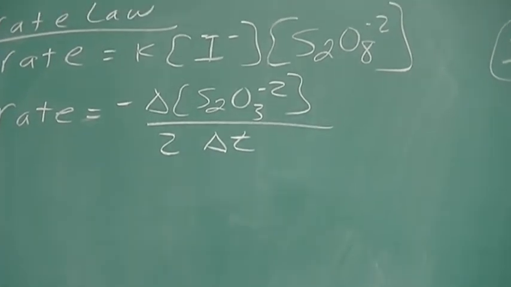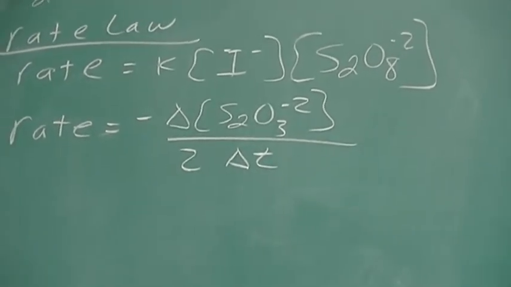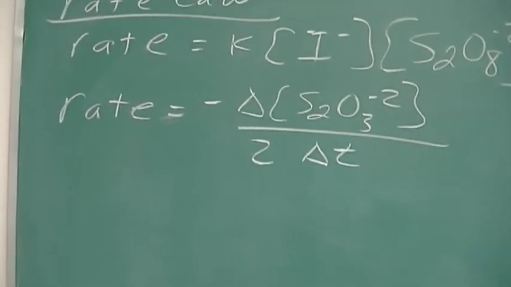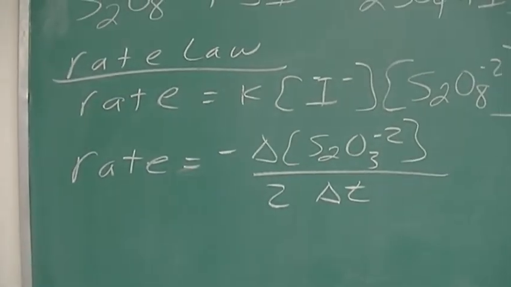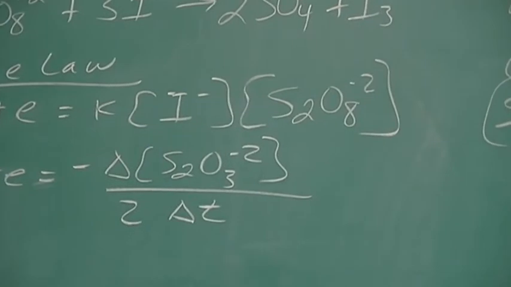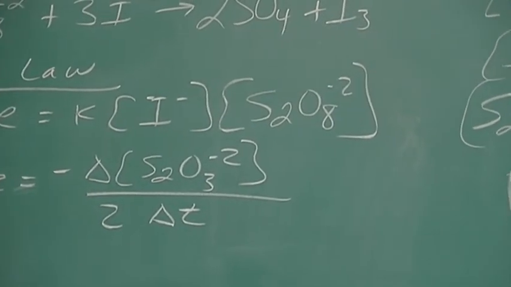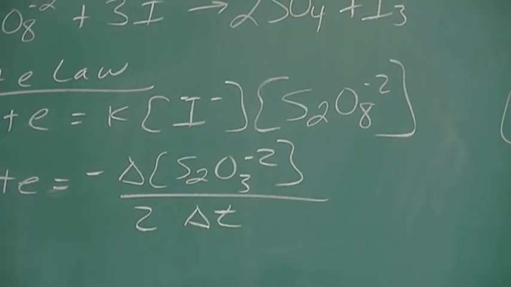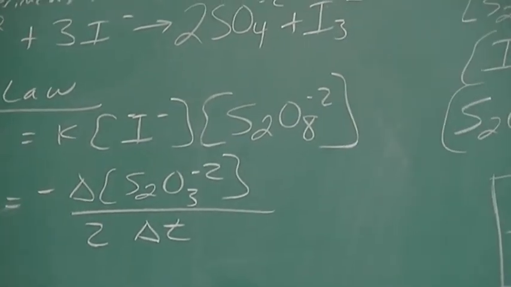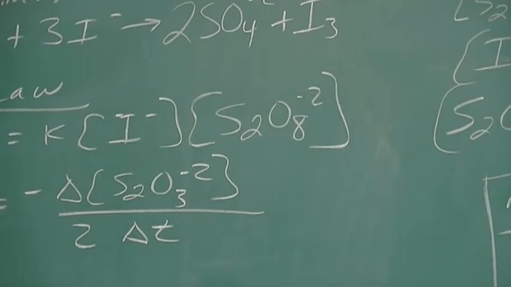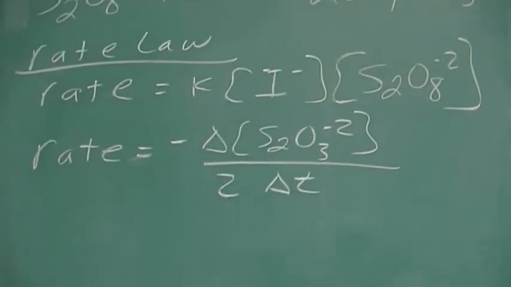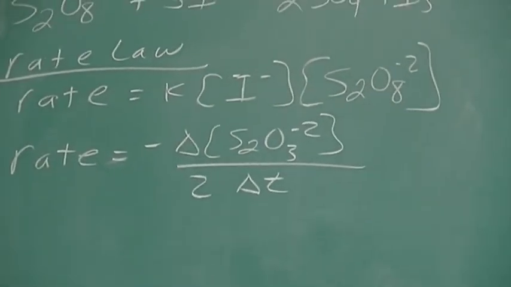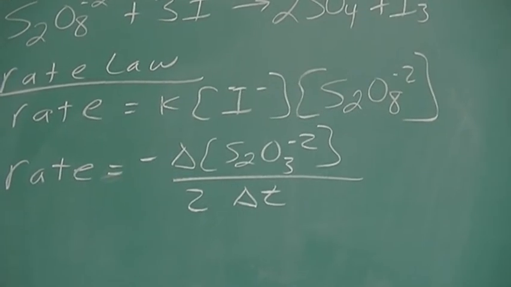All right, and so you're going to have your rate. Now once you have your rate into your rate law, the concentration of I⁻ and S2O8²⁻ never change. So you're always going to put in 0.056 for your I⁻. You're always going to put in 0.028 for your S2O8²⁻. And so you have your 4 rates, and then you're going to find your 4 k values.